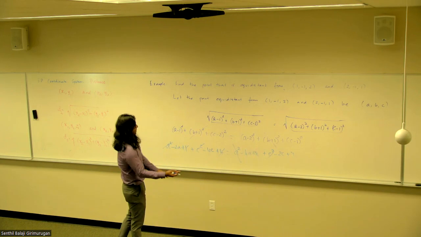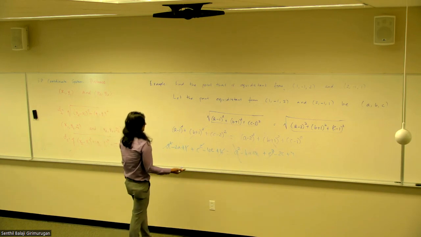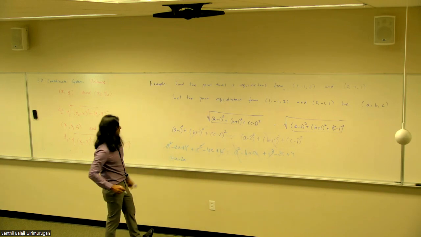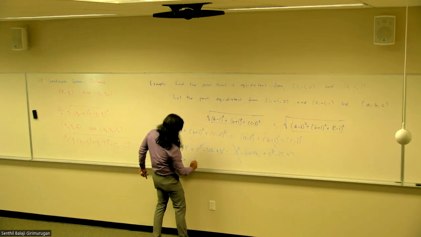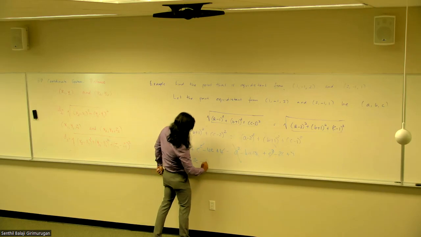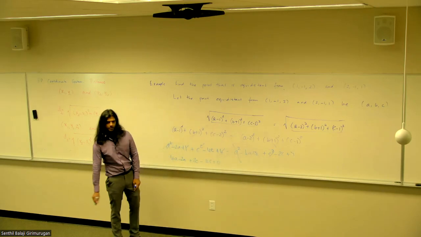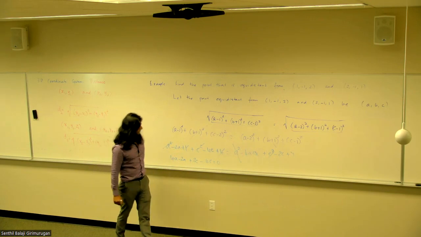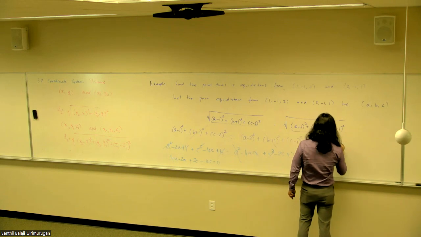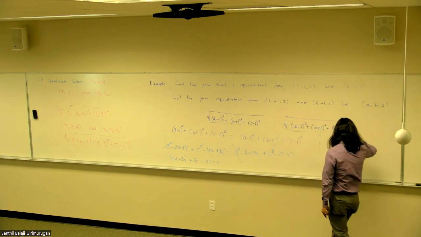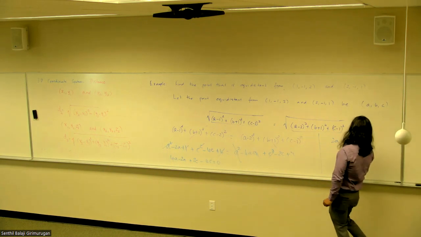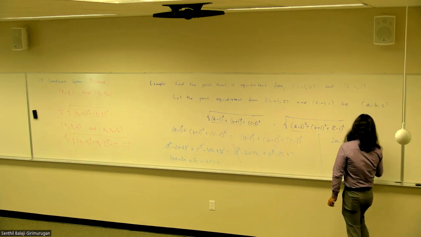Let's move all the A's and the C's. So 4A minus 2A, and minus 2C would become plus 2C minus 4C, equals 0. 4A minus 2A is 2A. 2C minus 4C is negative 2C. So I'll simply have A minus C equals 0.